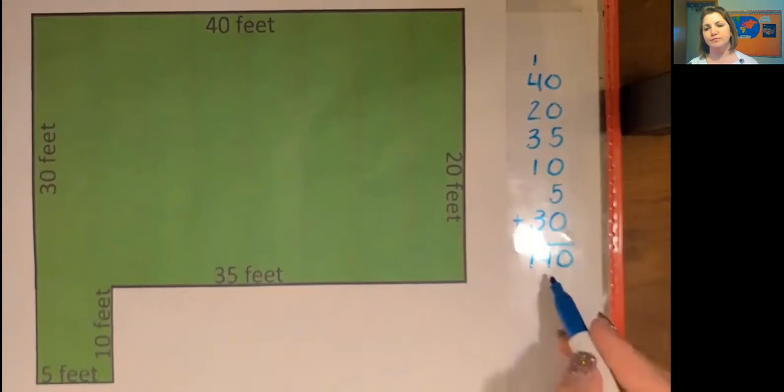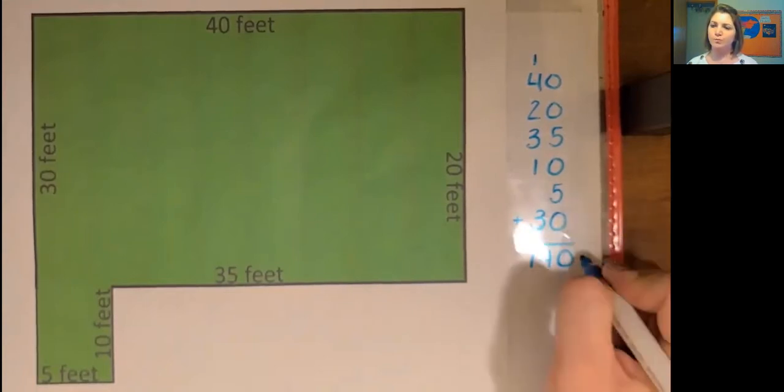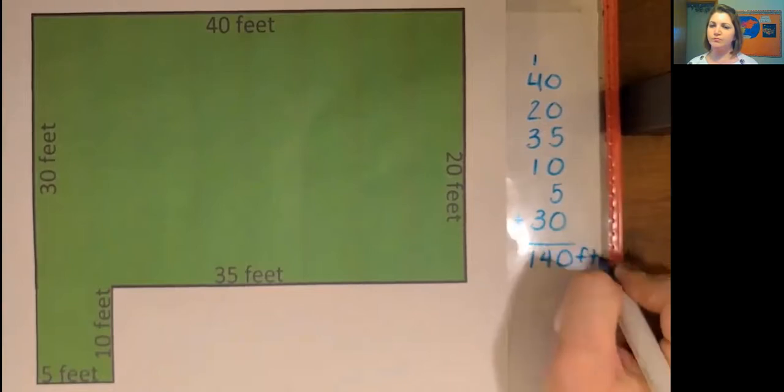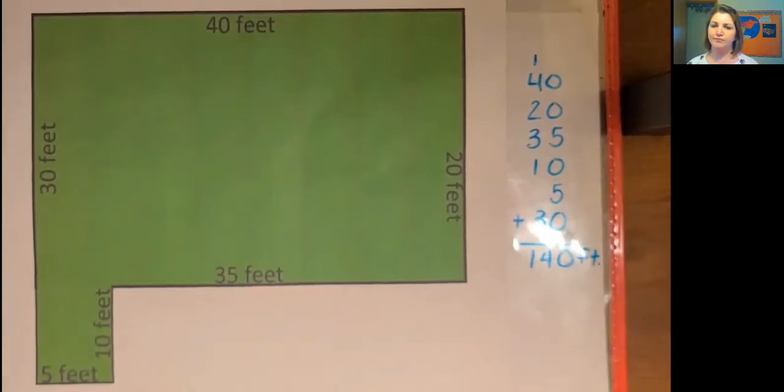So total, the perimeter of my yard is 140 feet. So now when I go to the home improvement store, I know exactly how much fencing to get. That's awesome, guys. You just were able to figure out the perimeter of the space.